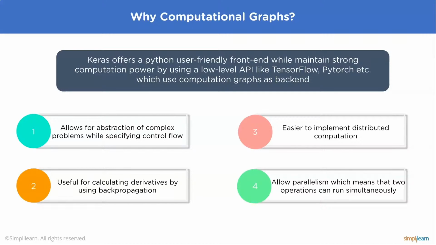It's easier to implement distributed computation. So Keras is a really nice way to package it and get it off on different computers and share it. And it allows parallelism, which means that two operations can run simultaneously. So as we start developing these backends, it can do all kinds of cool things and utilize multiple cores, GPUs on a computer to get that parallel processing up.